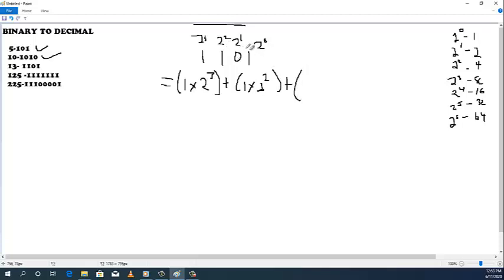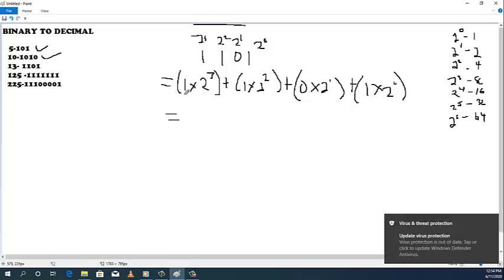0 times 2 to the power of 1, plus, open bracket, 1 times 2 to the power of 0, close bracket, equal sign. Okay, the next step we're going to multiply now the binary number with the powers we assigned.